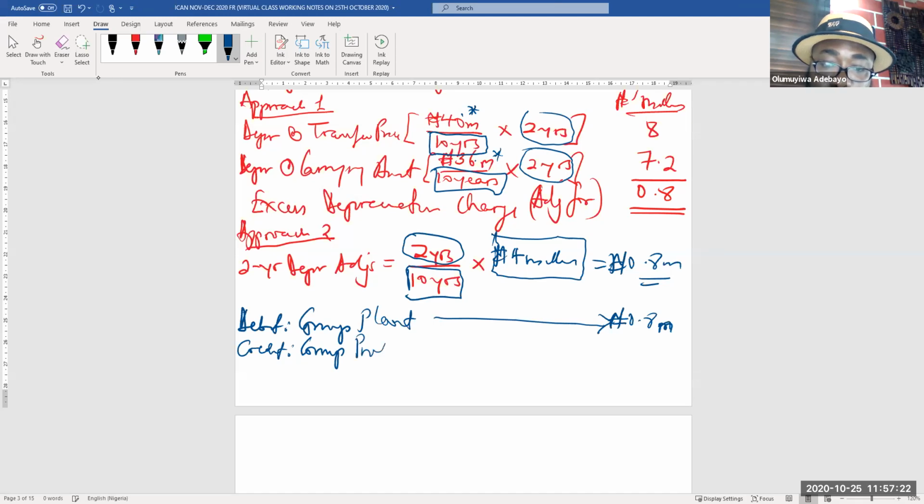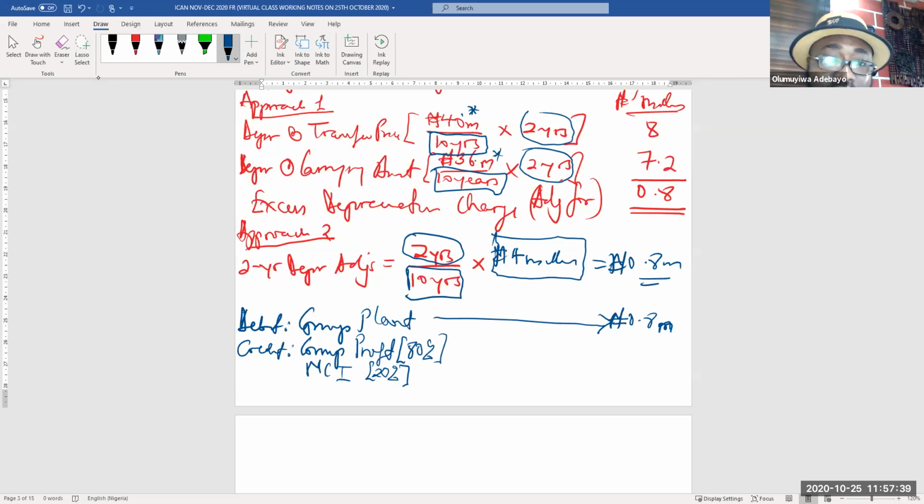Correspondingly, it affects the subsidiary's profit by restating it upward, and that will affect both the parent through the consolidated reserve and the NCI. And remember, parent and NCI are affected in the ratio they share profit or loss. Now, 80% and what? 20%.